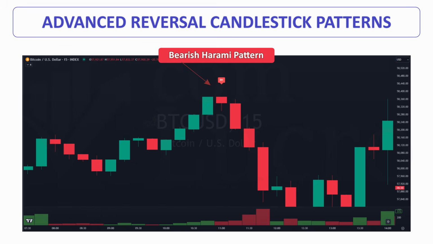Similar to the bullish version, we need to wait for confirmation. A prudent approach is to enter a short position after a candle closes below the Harami pattern, indicating that sellers are likely to dominate and push the market lower.